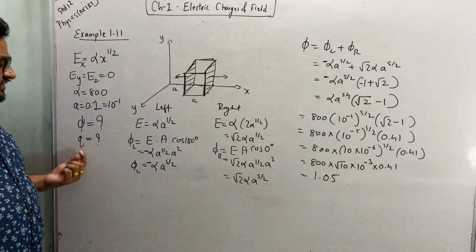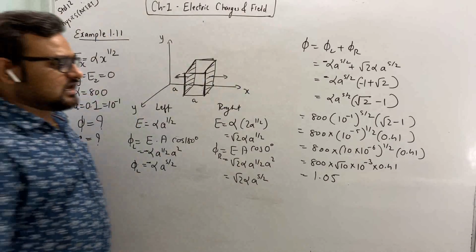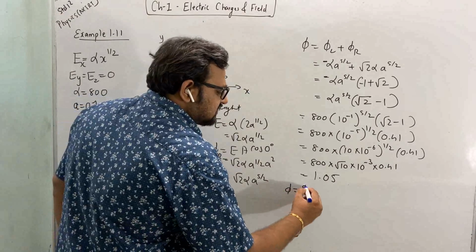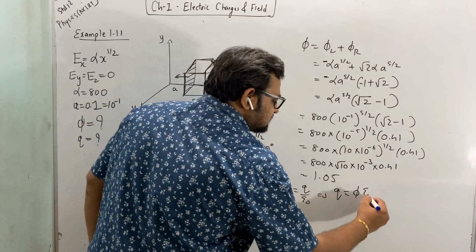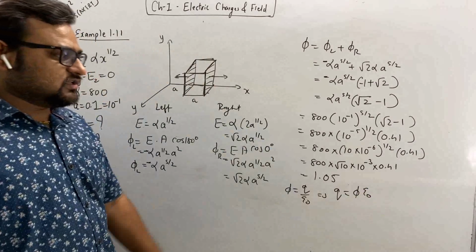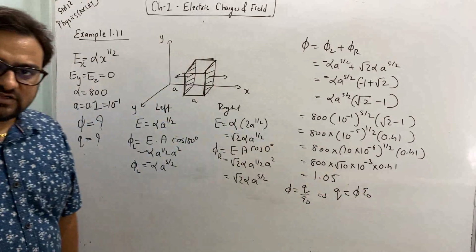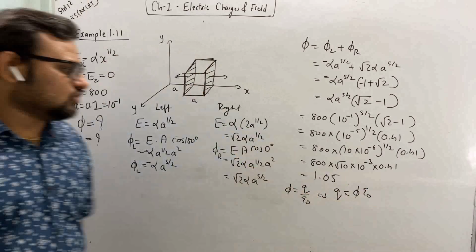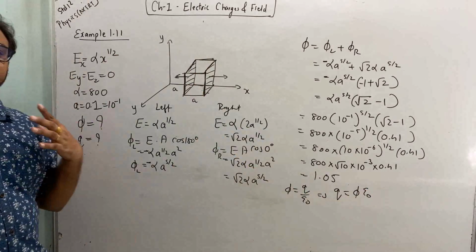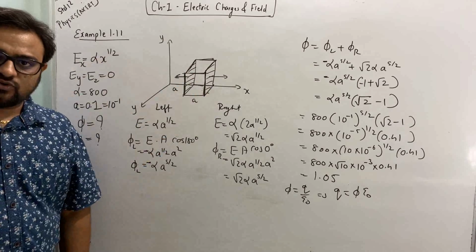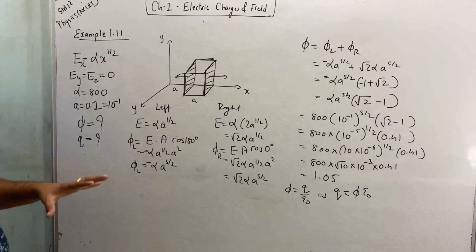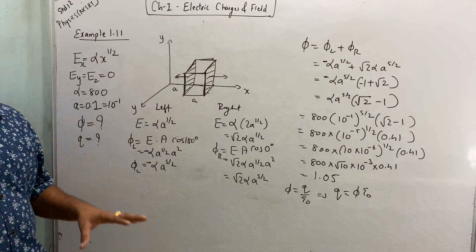Now what is the second question? Charge. Okay, now according to Gauss law, flux equals Q by epsilon 0. That means Q equals flux into epsilon 0. Just put down the value of flux and epsilon 0. You will get the answer for the charge enclosed inside, this Q. Okay, so now just go through example 1.11.